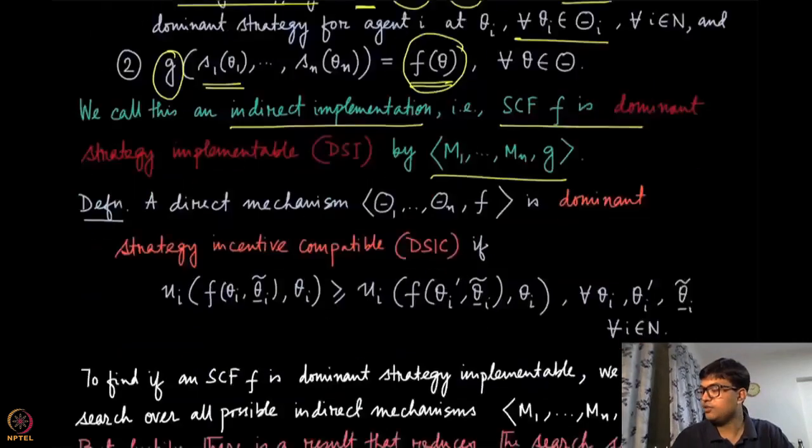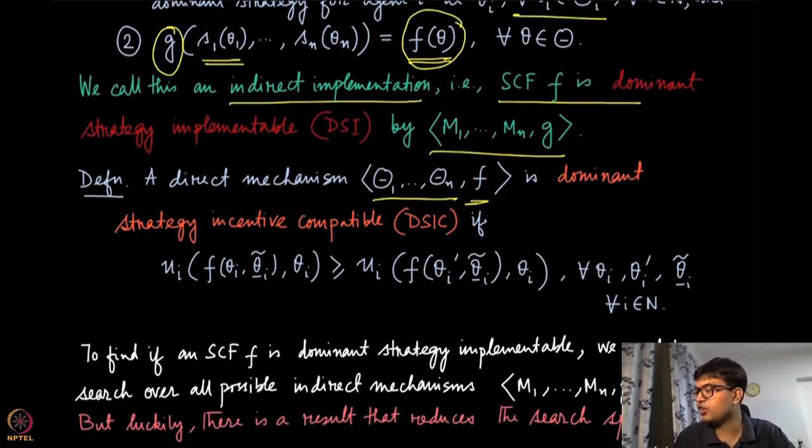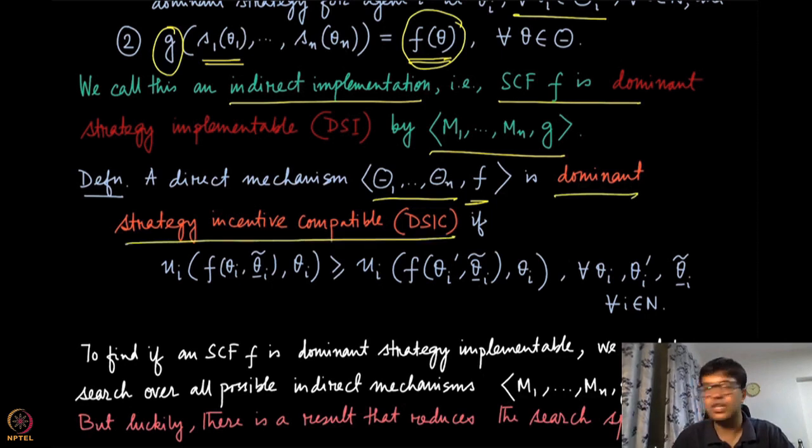Now you can also talk about the direct mechanism. We know that in the direct mechanism, the message space itself is Theta I, and the decision rule is the social choice function itself. This particular implementation has a very specific name. It is called dominant strategy incentive compatible. This holds if the following inequality is satisfied: whenever you pick the message which is exactly equal to your type, whenever you reveal your type truthfully, then the utility that you get is at least as much as the utility from misreporting your type.